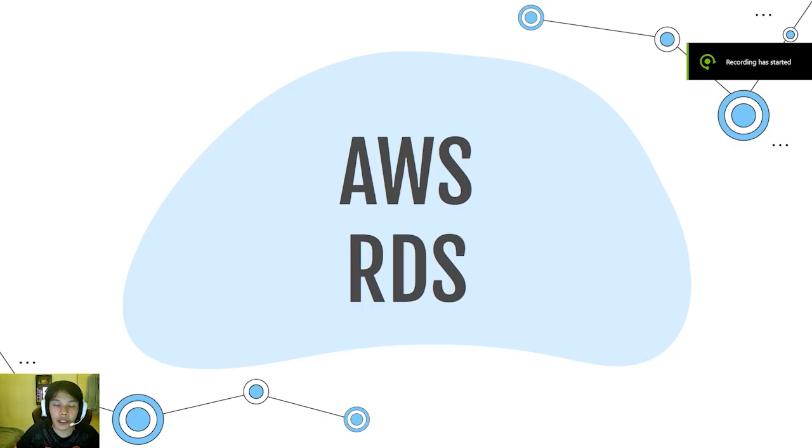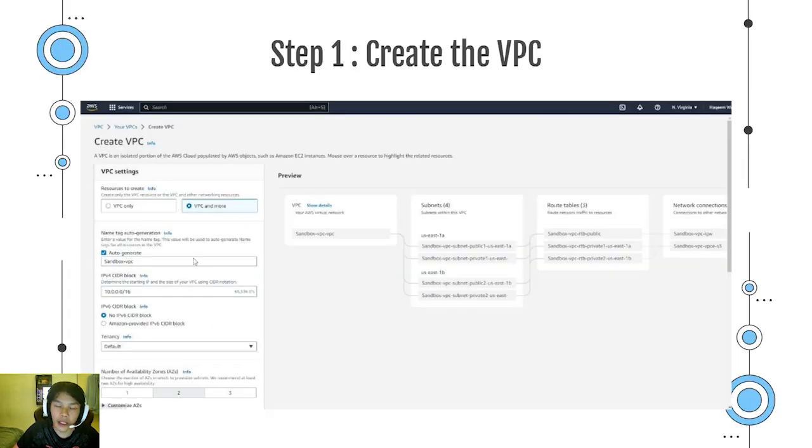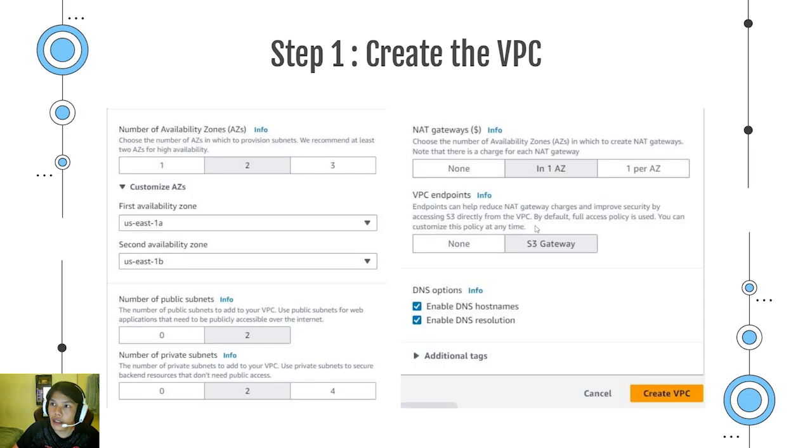My name is Arif, and I'll be guiding you through the process of how I created the RDS. So I started off with creating a VPC, and I named it Sandbox. It has two availability zones, two public subnets and two private subnets.